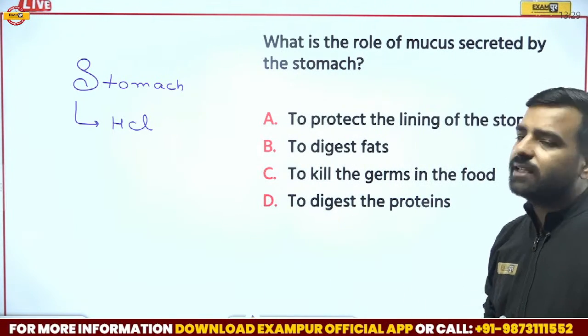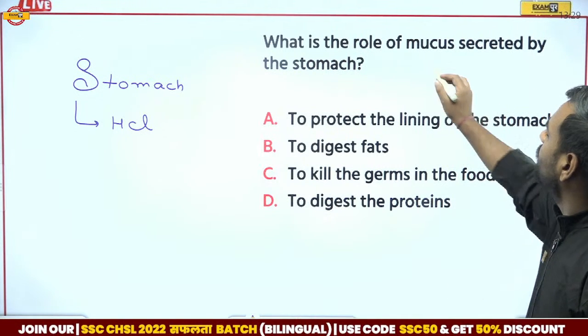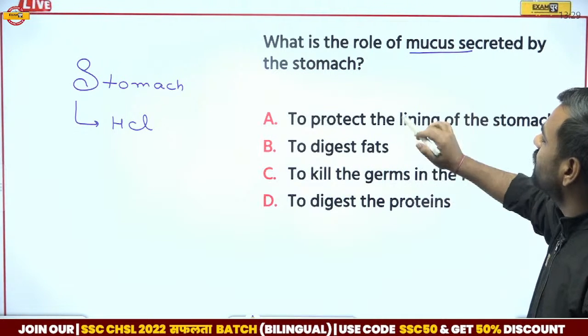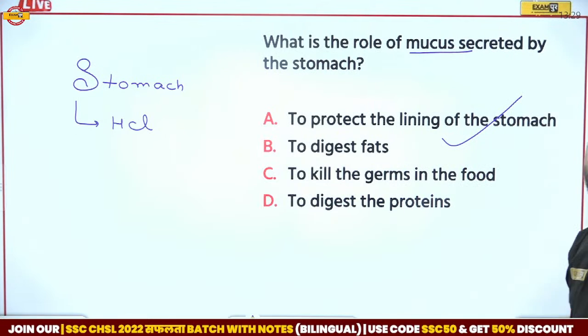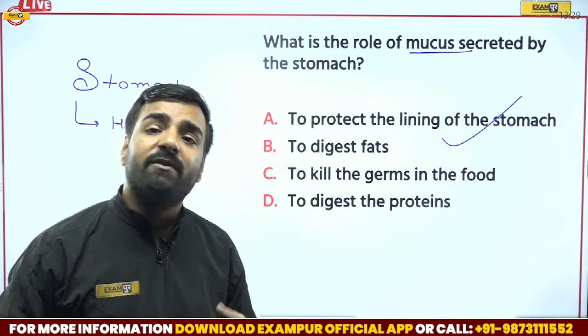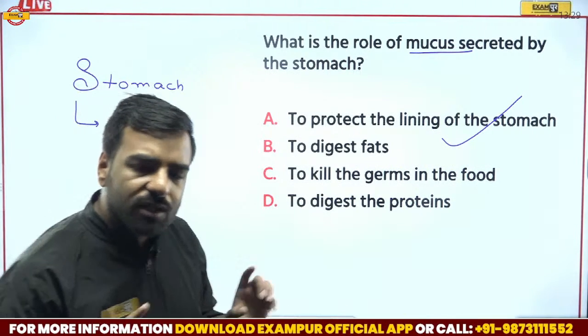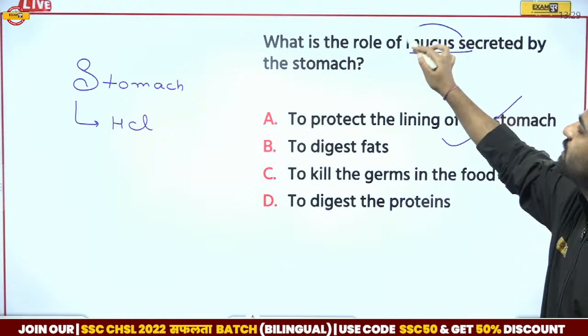And yes, Kanak has given the answer. So, it would be option A and you are absolutely correct, Kanak. The mucus which is secreted by the stomach gives protection to the lining of the stomach. If this will not be present, we'll be having ulcers in our stomach and we'll face several issues. So, in order to prevent ourselves from those issues, this particular mucus is actually there.